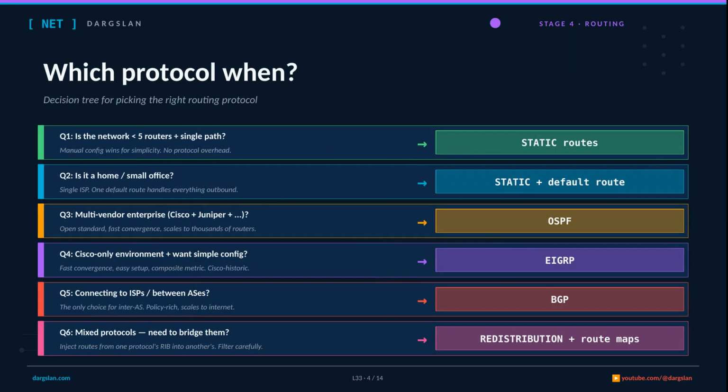So here's the judgment call a senior engineer makes every day. Which protocol fits the situation? Fewer than 5 routers with 1 path, static wins, no overhead. Home office with 1 ISP, static plus a default route. Multi-vendor enterprise needs OSPF for its open standard scalability, while a Cisco-only shop can lean on EIGRP for simplicity. Touching another autonomous system means BGP. It's the only real answer. And when worlds collide, redistribution with route maps bridges them carefully.